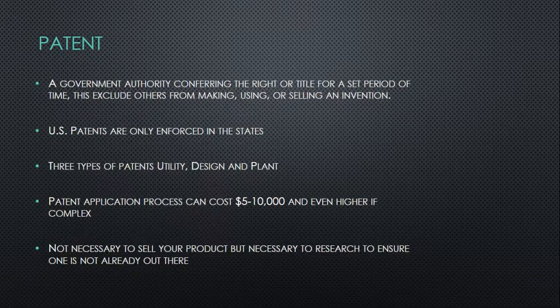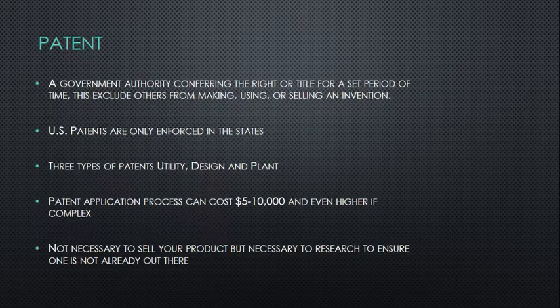Now, a patent is a government authority granting a right or title for a set period of time that excludes others from making, using, or selling an invention or a specific design that you are patenting. This gives you exclusive rights to work with what you need to. There are time durations on your specific patent, and they vary based on whatever type of patent you're doing, whether it's utility, design, or plant. They'll have different time frames. Pharmaceutical also has its own patent process as well with its own time duration.